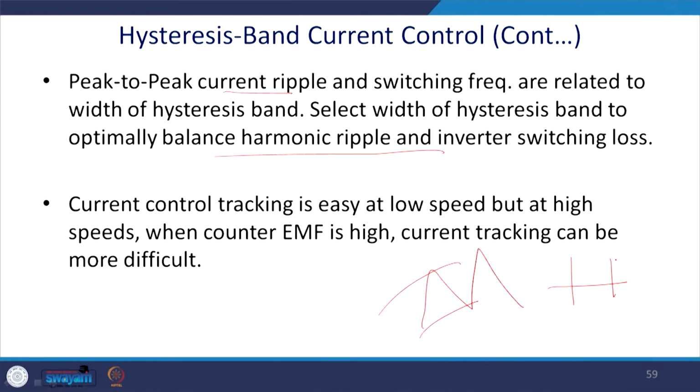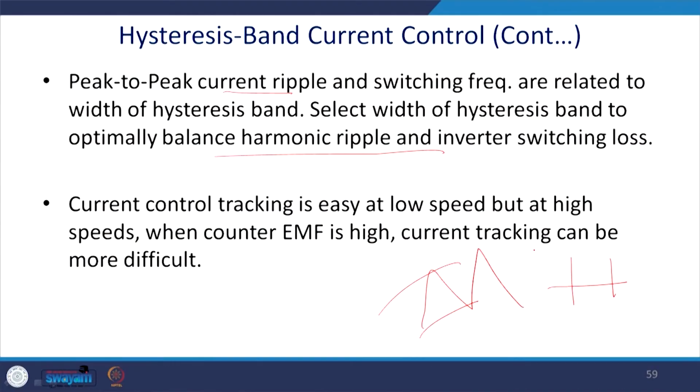Another problem is that in case of sine triangle PWM, your frequency is constant. You know where the bandwidth of the frequency will exist for bipolar and unipolar, but here you have a spectrum that will have a wide range of variation with a change of the band. One of the major advantages of this method is that current tracking is easy at low speed, but at high speed when the counter EMF is high, current tracking can be more difficult.